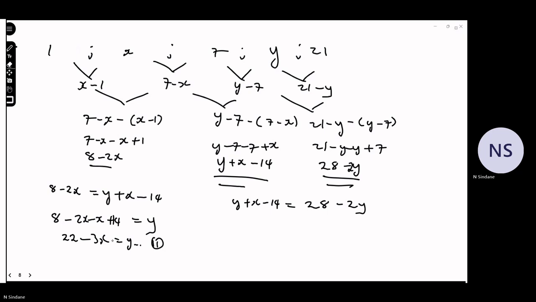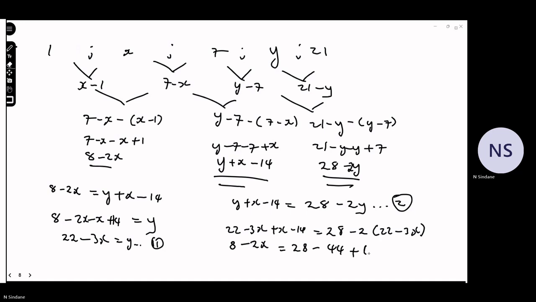I'm making so many silly mistakes. Sorry for that. And then, lastly, I can now substitute this equation there and have 22 minus 3x plus x minus 14 equal to 28 minus 2 times 22 minus 3x. And then this is 22 minus 14, it is 8 minus 2x. This is equal to 28 minus 44 plus 6x. And then rearranging, I'm going to have negative 2x, negative 6x is equal to 28 minus 44 minus 8.